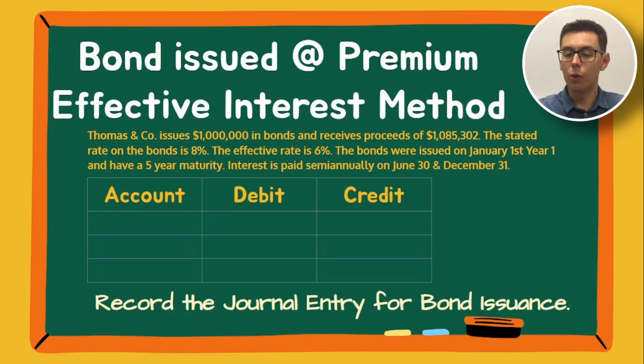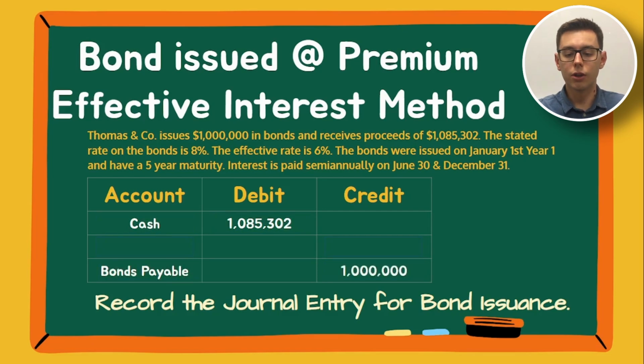Okay, so again, I always like to start with the cash in this case. And our entry here is actually going to be the same as it would be if we were doing the straight line method. So we'll debit cash for the proceeds, $1,085,302. We're going to credit bonds payable for $1 million, the face value. And then our plug to make the journal entry balanced is going to be the $85,302, which is the bond premium like we talked about earlier.